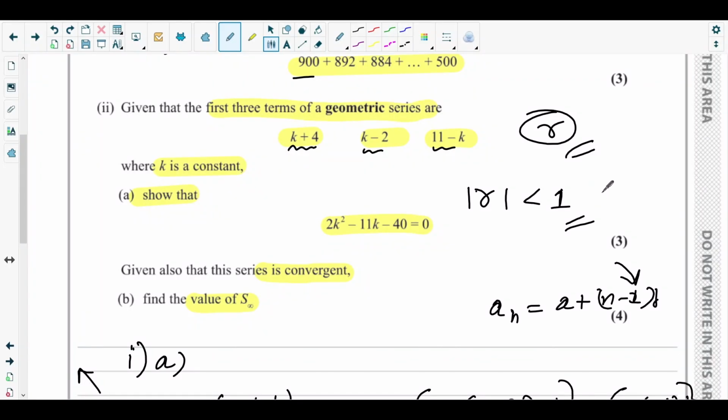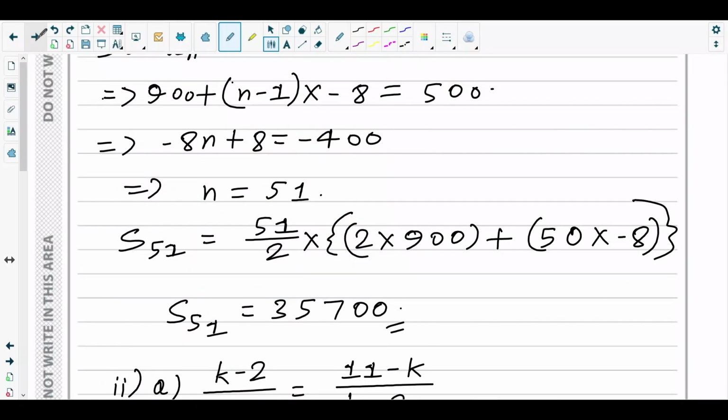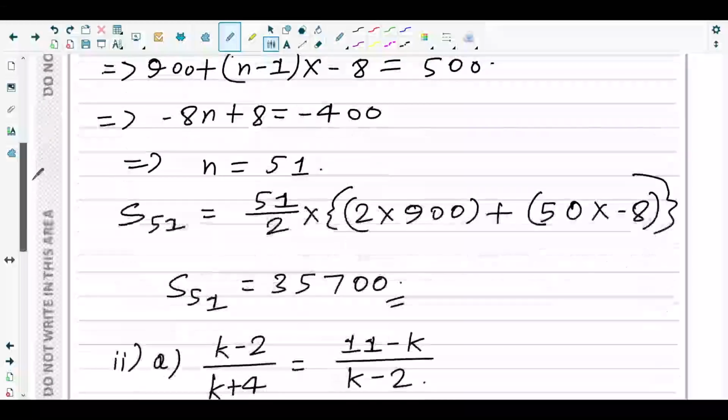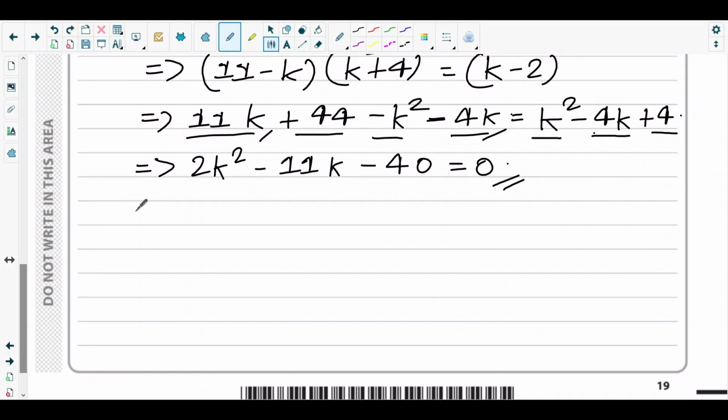Okay, so in that case we have to figure out the common ratio of this series first. To find the common ratio, we need to figure out the value for k, because k is unknown in the series. So we got a quadratic equation in terms of k. Let's solve this quadratic equation. We can use middle term factorization.